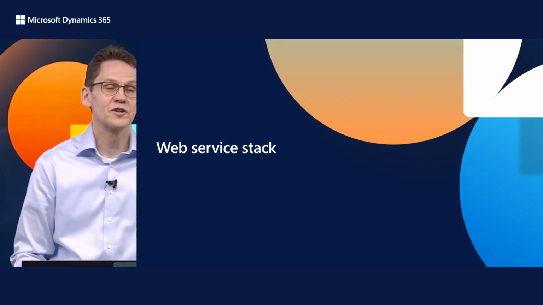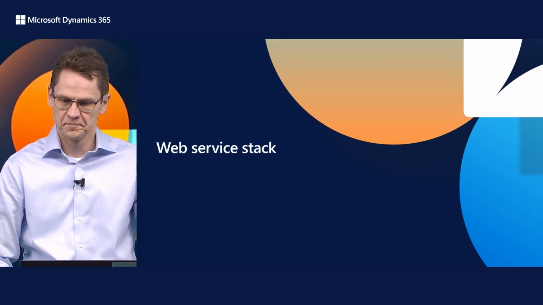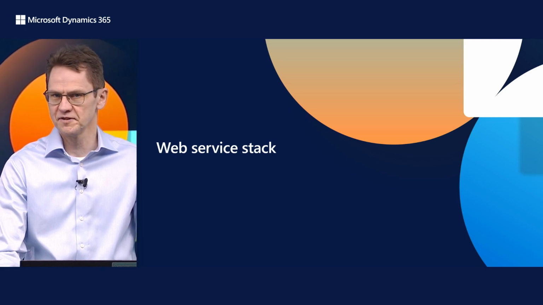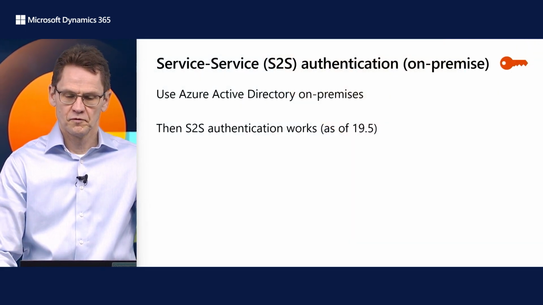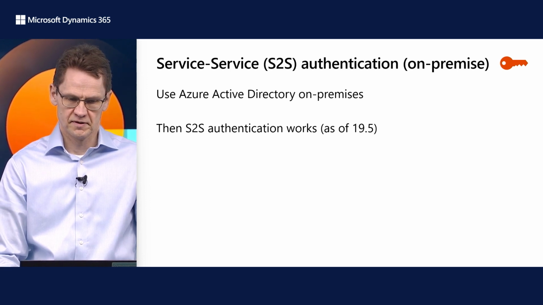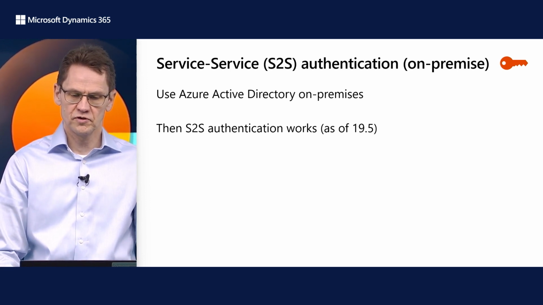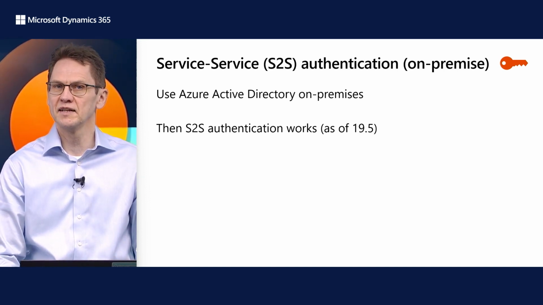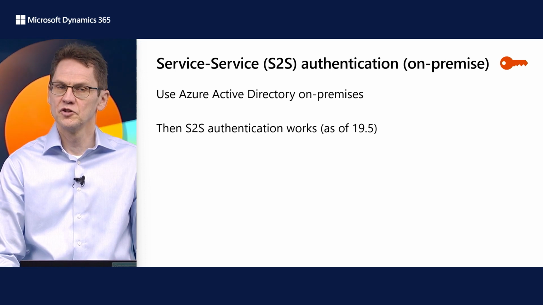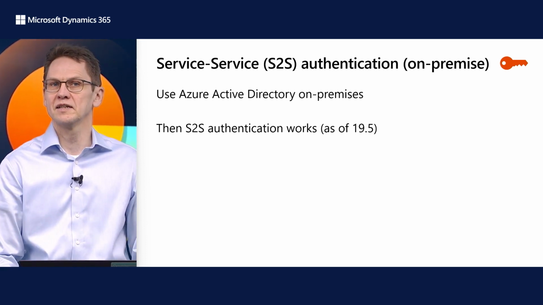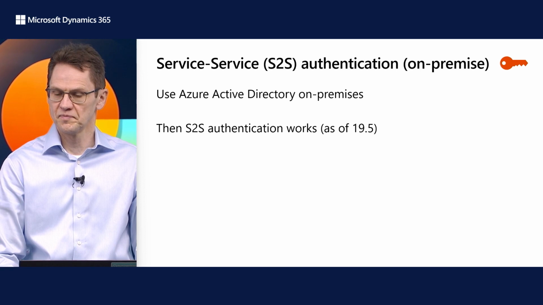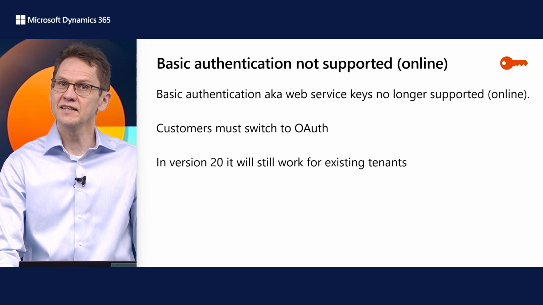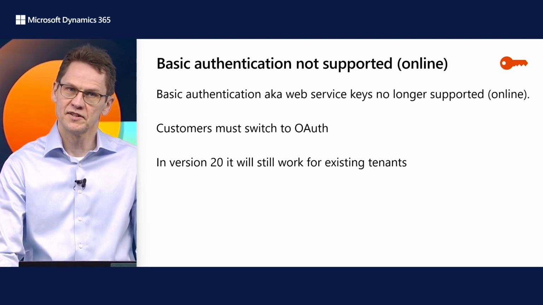The next group I'm going to talk about is the web service stack. For web services, the main changes are within authentication. For service-to-service authentication, we've made sure that it works better and is easier to get to work, and that has been shipped as of 19.5. So switch over to use Azure Active Directory on premises. You can still use web service access keys. That is not the case for the online scenario.